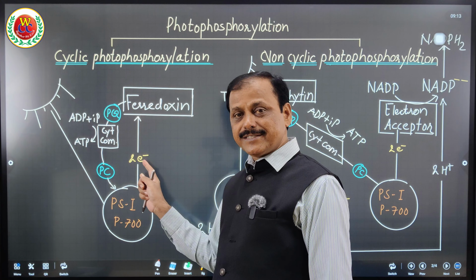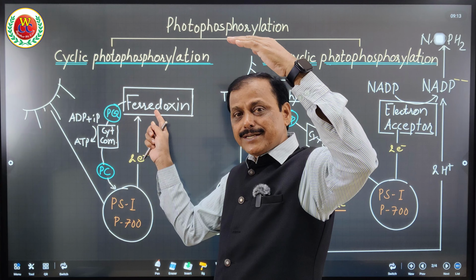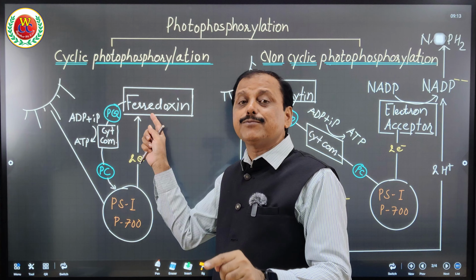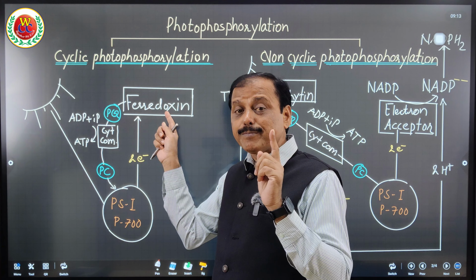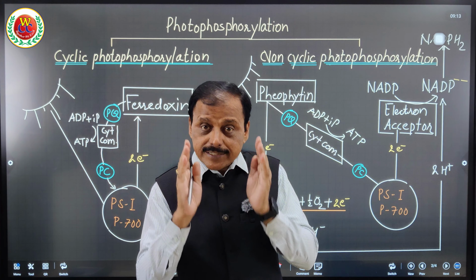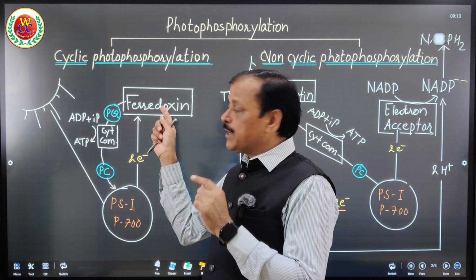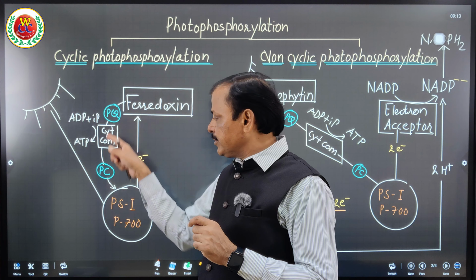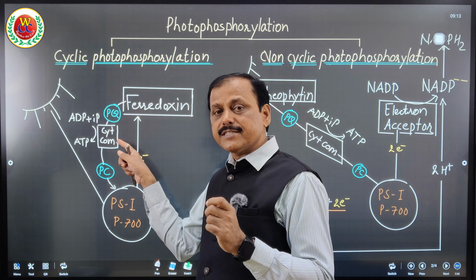That released electron reaches a high energy level, and when it reaches the high energy level, it is first accepted by the first electron acceptor, which in cyclic photophosphorylation is pyridoxine. You please remember this, because in non-cyclic, the first electron acceptor is pheophytin, and that is a differentiating point. So the first electron acceptor is pyridoxine. Now from pyridoxine, it is transferred to the plastoquinone, and from plastoquinone to plastocyanin.